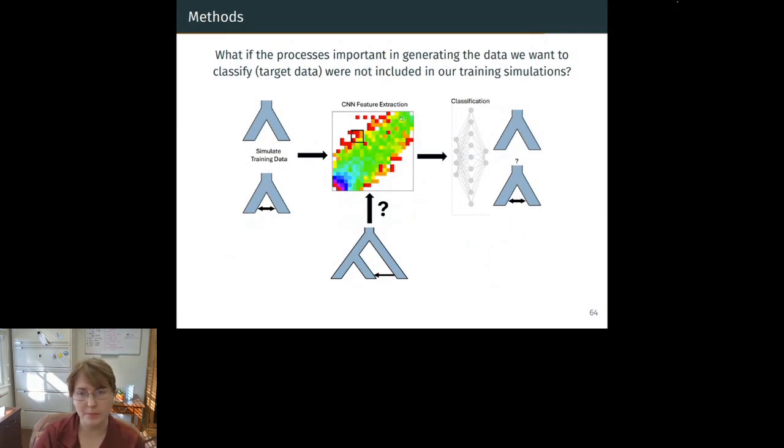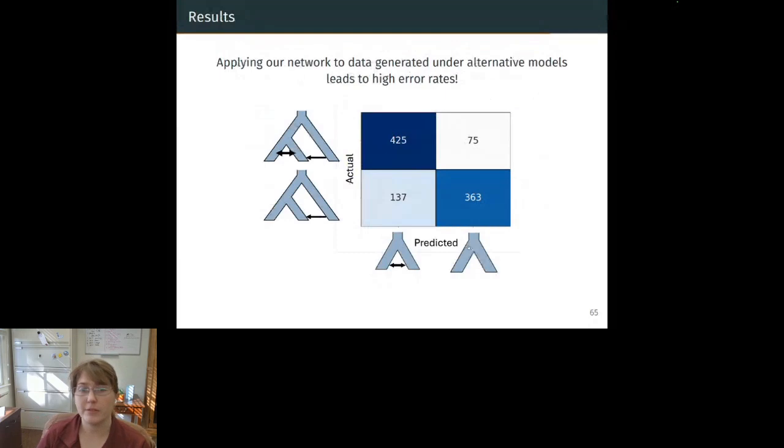And so next, we applied our network to data that was generated with introgression from an unsampled population into one of our two focal populations. In this case, we found that we did have lower accuracy. So our goal is only to detect introgression between these focal populations. When introgression did occur between these populations, we usually still detect it, but we do see some false negatives. And when introgression does not occur between these focal taxa, we get a relatively high rate of false positives.